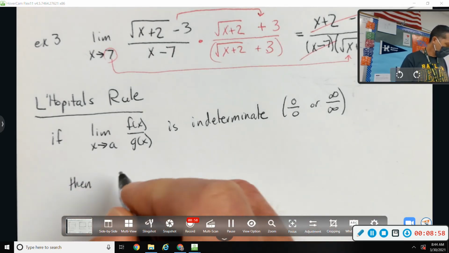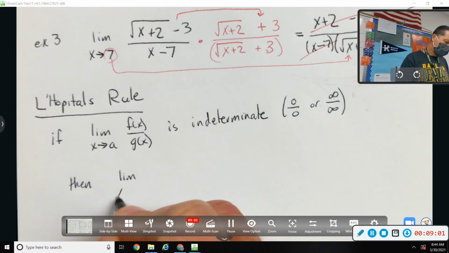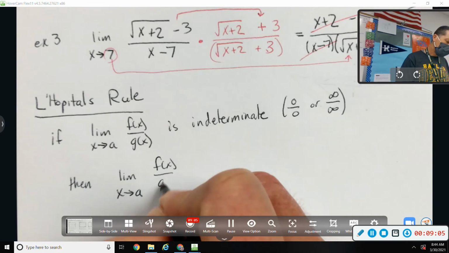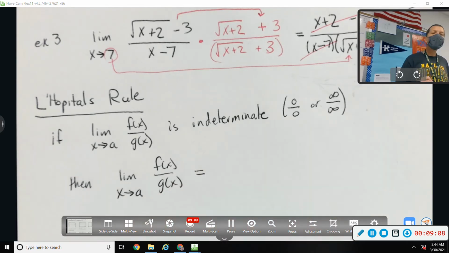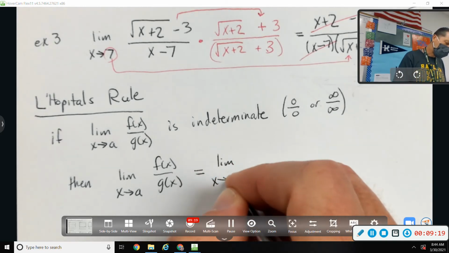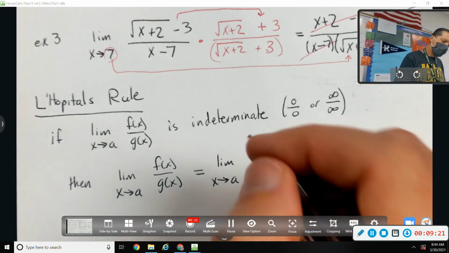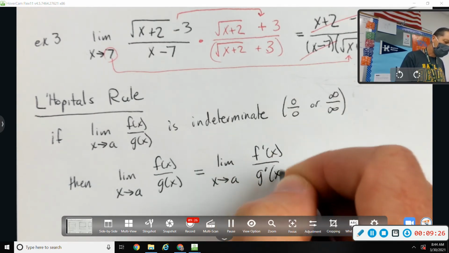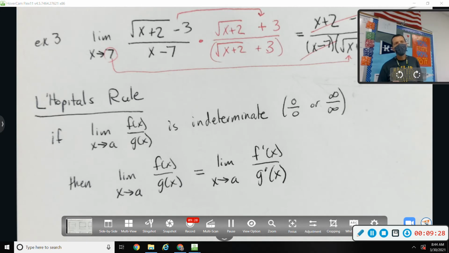Then, the limit as x approaches a of f of x over g of x. So here's his alternate way of finding that limit: the limit as x approaches a of the derivatives, f prime over g prime. Derivative of top, derivative of bottom.